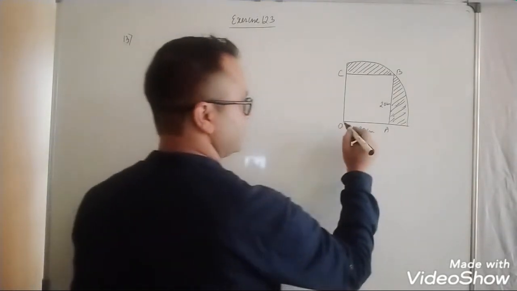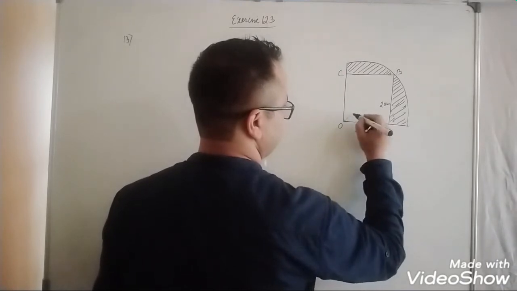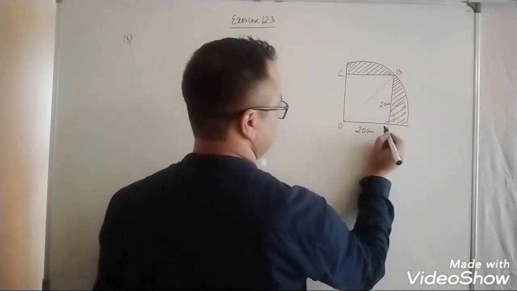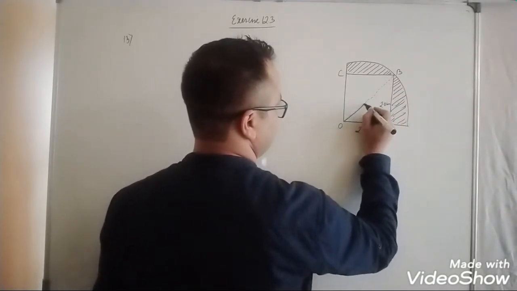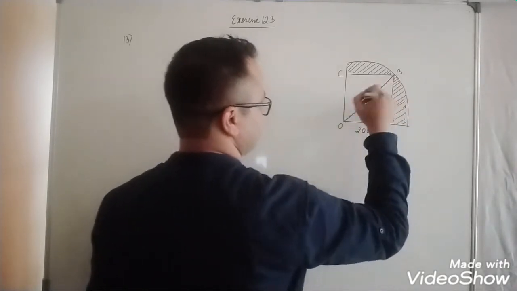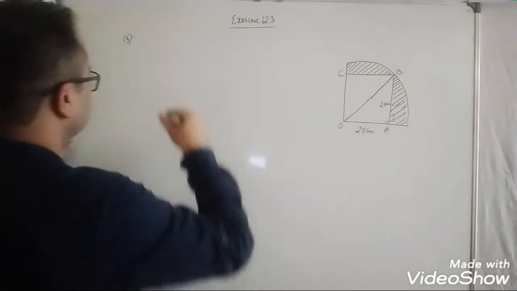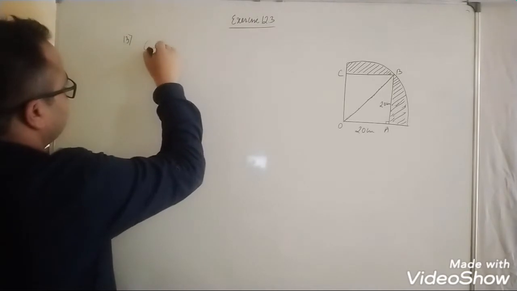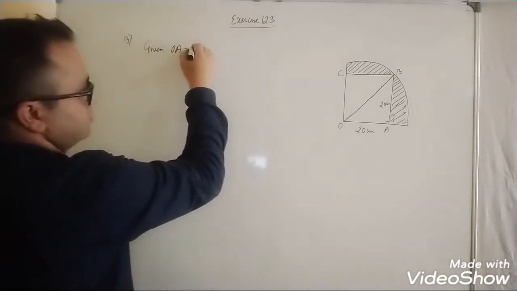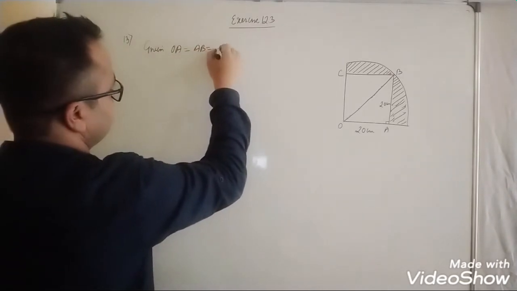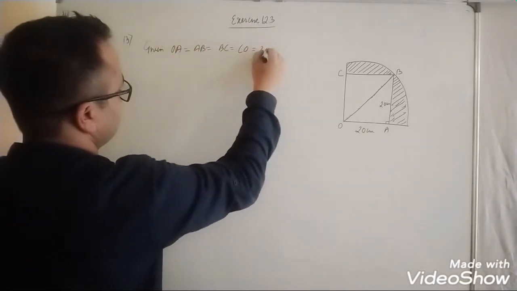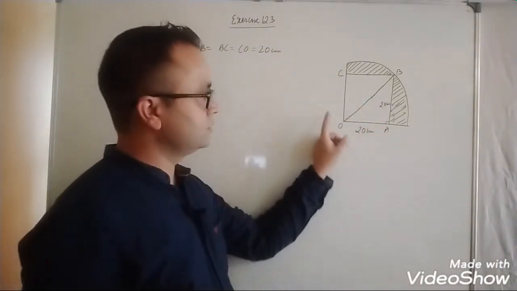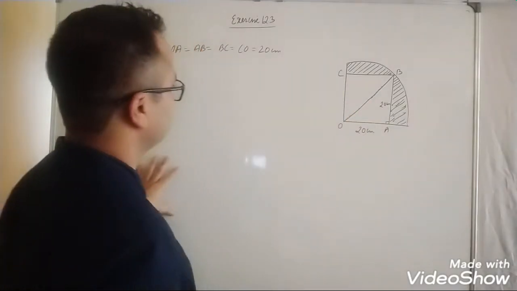First we will calculate the radius by using the Pythagoras theorem. In a square, all the vertex angles are 90 degrees, so OB is the hypotenuse. Given OA equals AB equals BC equals CO equals 20 centimeter, because in a square all the sides are equal. Now calculate OB.